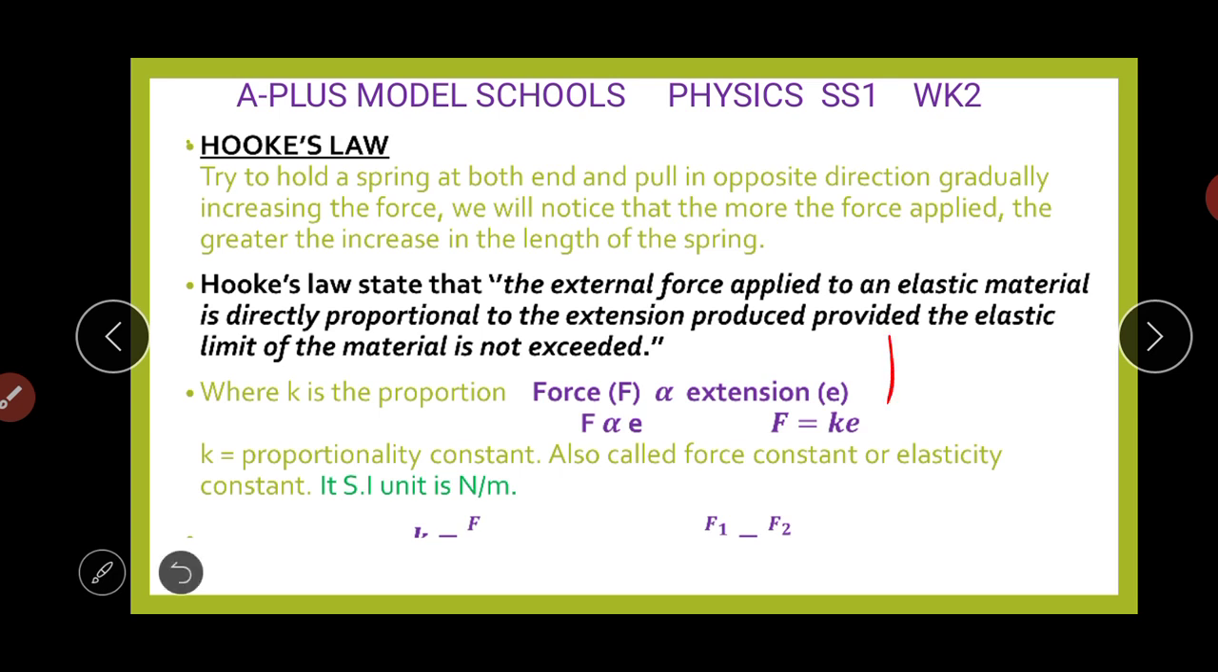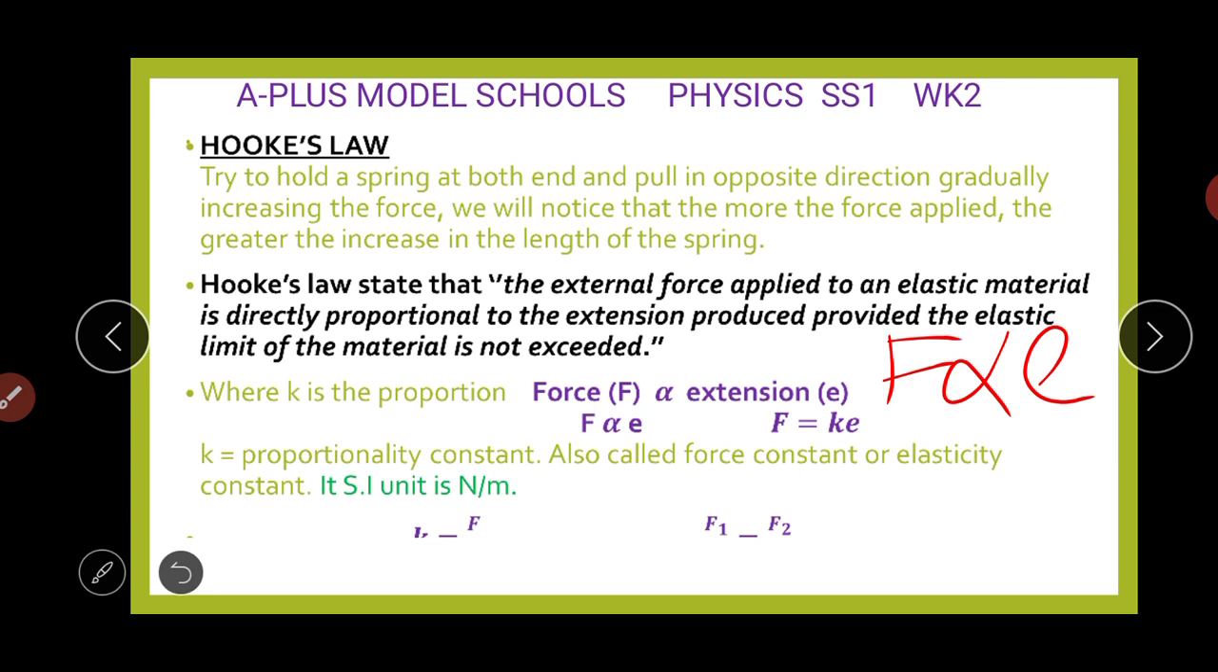He said that the force applied is directly proportional to the extension. That is, the more you apply the force, the more the extension. That's what Hooke's law is talking about. Hooke's law states that the force applied to an elastic material is directly proportional to the extension, provided the elastic limit is not exceeded. Let me tell you one thing about elastic limit.